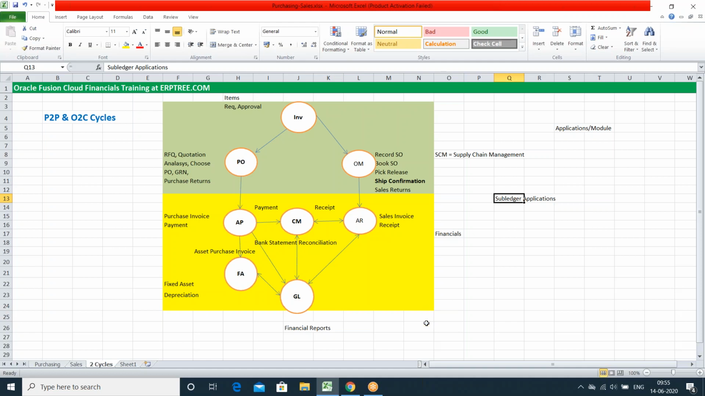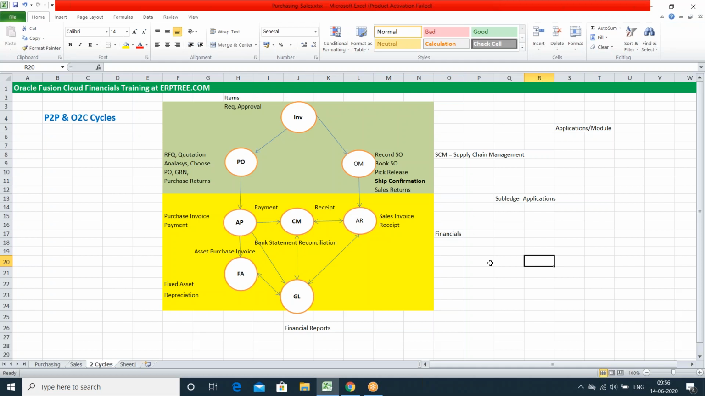Notice this point. What do we mean by subledger applications? Other than GL, all applications are subledger applications. From each application, we get the data into GL to prepare the financial reports. Each application you can call a module also. Module is a technical term. You can call it application or module, but generally we use the term application. So this is what we have to understand about the P2P cycle.